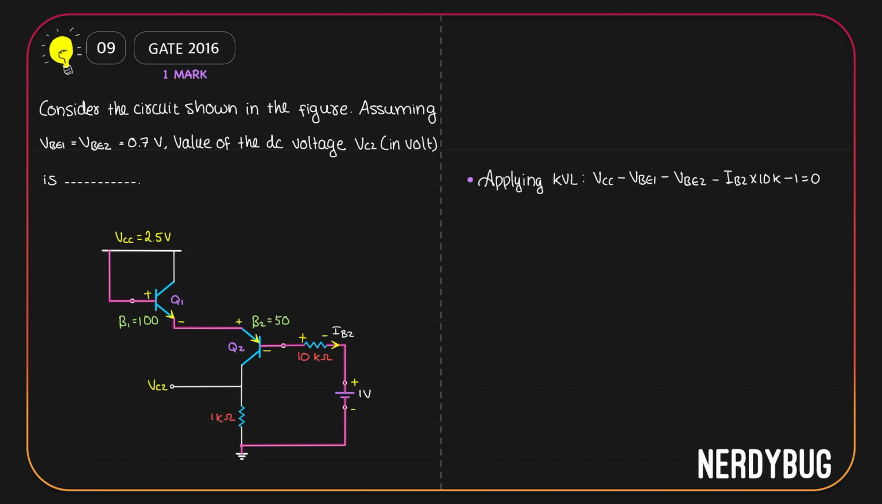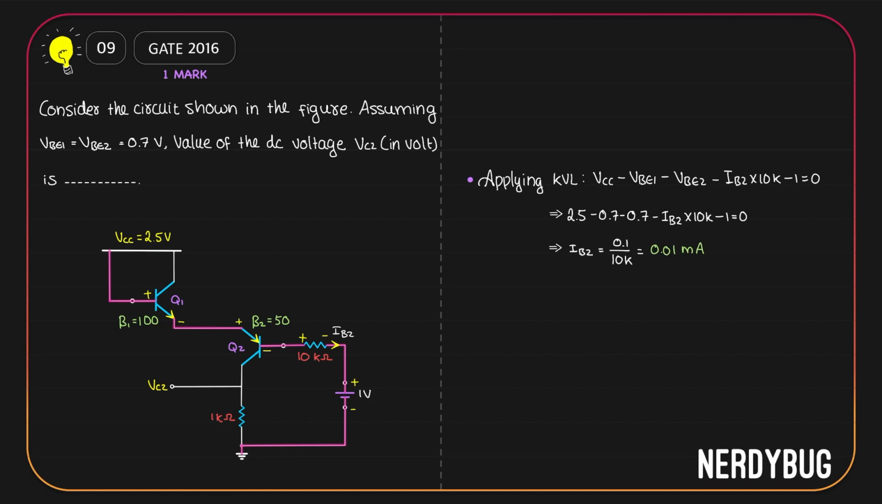What are the values we have? VCC is 2.5 volt. VBE1 and VBE2 are 0.7 volt. If we give the values, we can find the value of IB2. IB2 comes out to be 0.1 divided by 10K or 0.01 milliampere. Let me tell you why I need IB2 first.